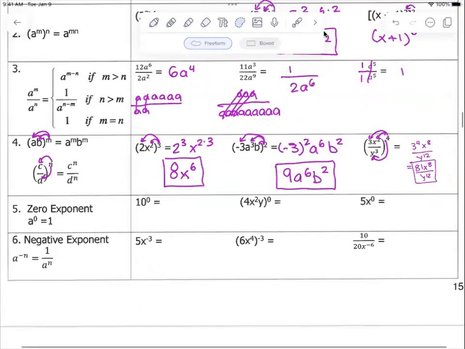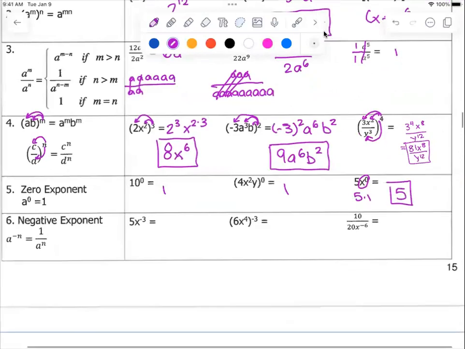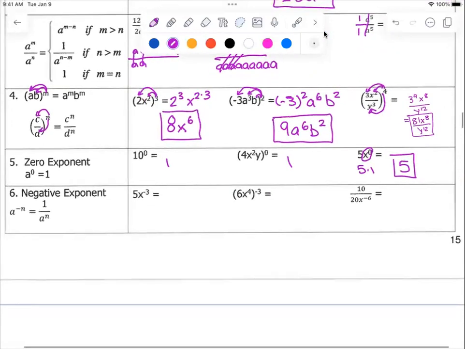The 0 exponent rule, again, we've talked about anything to the 0 exponent is simply just 1. 10 to the 0 is 1. This whole quantity to the 0 is 1. Now, this one you have to be careful. The only thing attached to the 0 is the x, not the whole quantity. The 5 does not have a 0 exponent. So x to the 0 is just 1. So it's like saying 5 times 1, which is just 5. So x to the 0 means there's 0 x's. Just the 5 is left.